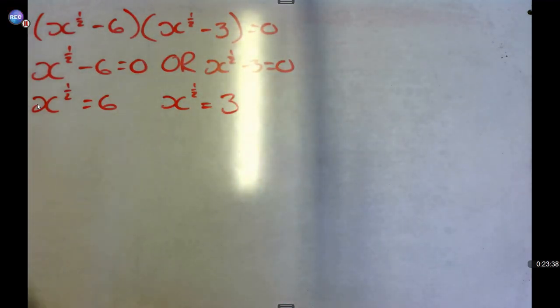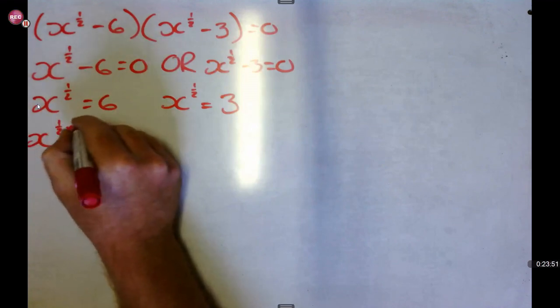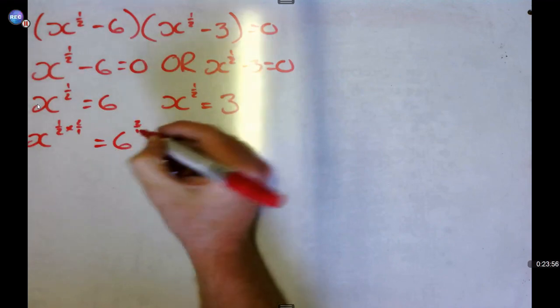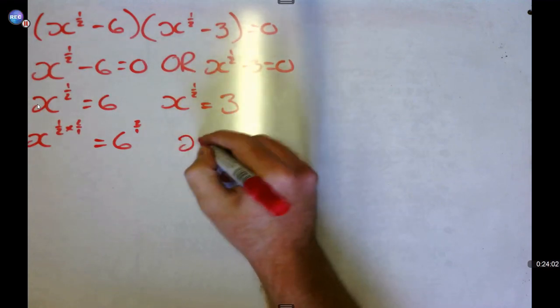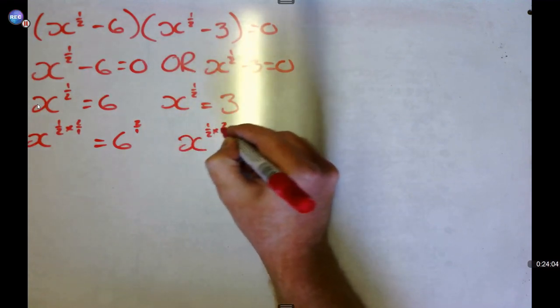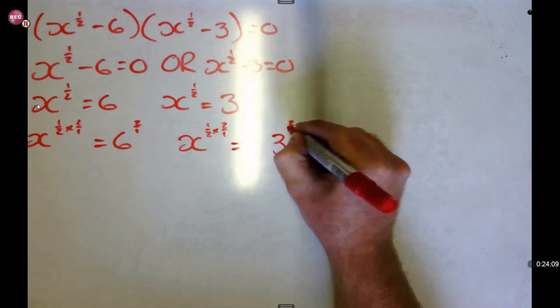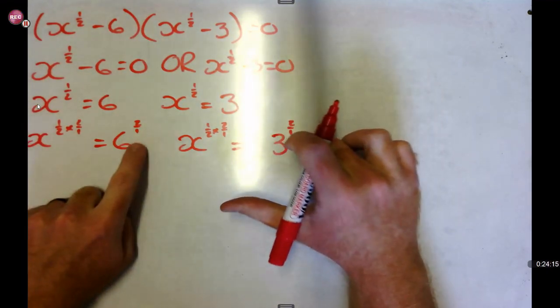Now we need to get rid of the half. And the only way that you'll be able to do that is by multiplying by the reciprocal, which is 2 over 1. But what you do on the left, you obviously have to do on the right side. So x to the power of a half times 2 over 1 equals 6 to the power of 2 over 1. Okay? Then, with regards to the 3, we've got x to the power of a half times 2 over 1 is equal to 3 to the power of 2 over 1. So whatever you multiply with, the reciprocal here, you need to do the same over here.